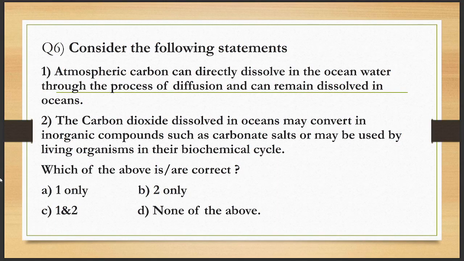Question number 6. Consider the following statements. Again, you have been asked for the correct one and you have two statements over here. First, atmospheric carbon can directly dissolve in the ocean water through the process of diffusion and can remain dissolved in oceans. Statement 2. The carbon dioxide dissolved in the oceans may convert into inorganic compounds such as carbonate salts or may be used by living organisms in their biochemical cycle. Now, which of the above is or are correct? A 1 only, B 2 only, C 1 and 2, or D none of the above.